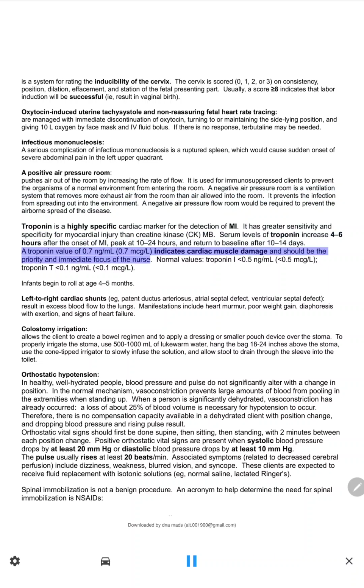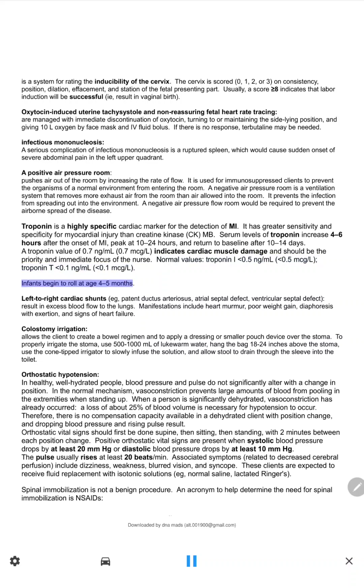A troponin value of 0.7 nanograms per milliliter, 0.7 mcg/L, indicates cardiac muscle damage and should be the priority and immediate focus of the nurse. Normal values. Troponin I less than 0.5 nanograms per milliliter, less than 0.5 mcg/L, troponin T less than 0.1 nanograms per milliliter, less than 0.1 mcg/L.